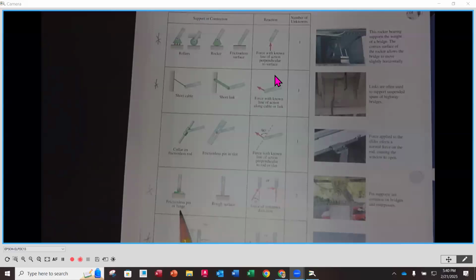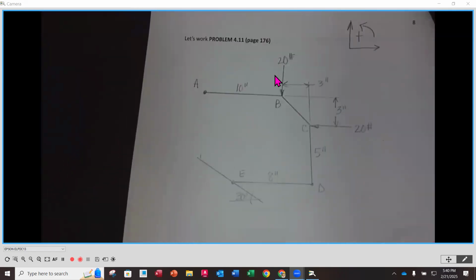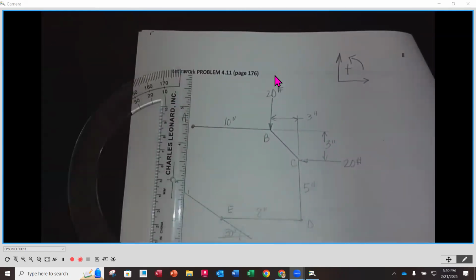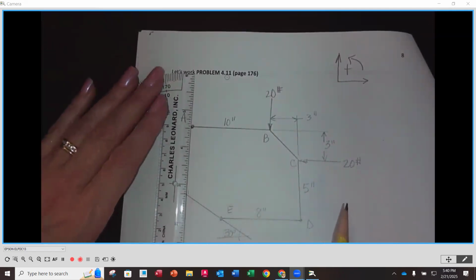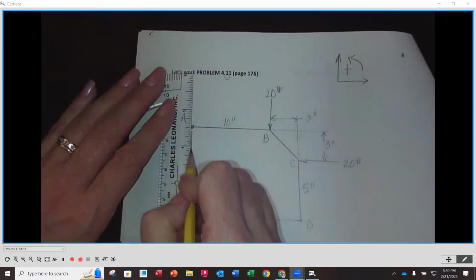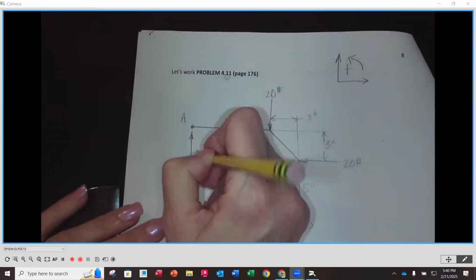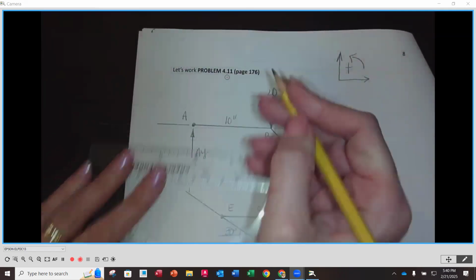It's going to be a pin support. Whenever we have a pin support, we are going to have two reactions, an X and a Y. Okay. So we are going to put at A an X reaction and a Y reaction. And as I look at this, I'm not exactly sure, I'm going to be honest. So I am going to simply put in here a Y. Okay. So I'm going to call this AY. And then I'm going to call this AX. And I'm going to put it going to the right.